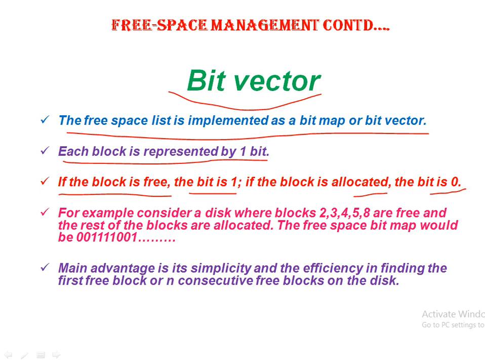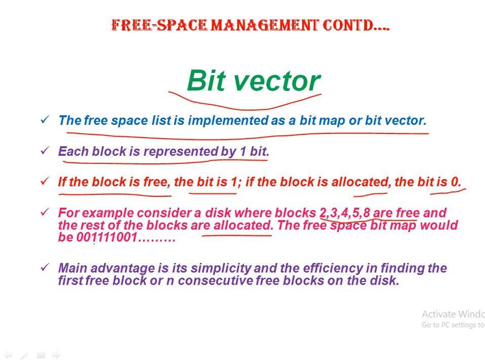For example, consider, suppose blocks 2, 3, 4, 5, 8 are free and the rest of the blocks are allocated. Then how do I write the free space bitmap? It will start from the 0th block: 0, 1, 2, 3, 4, 5, 6, 7, 8. If you read the example once again, blocks 2, 3, 4, 5, 8 are free. Free means it is represented as 1.